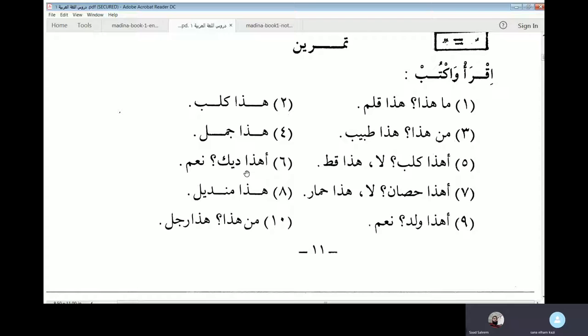Hada dikun. Is this a rooster? Naam, yes. Hada hisanun. Your pronunciation, pronounce again, ahaza. Ahaza hisanun. Okay. Is this a horse? La, no. Haza himar. This is a donkey. Haza mindilun. This is a handkerchief.